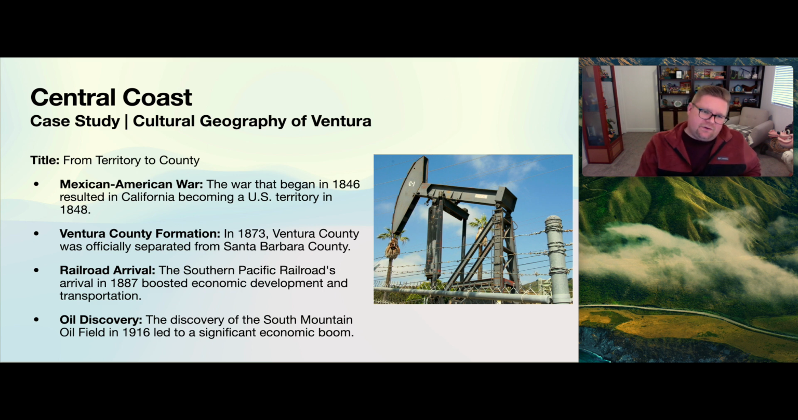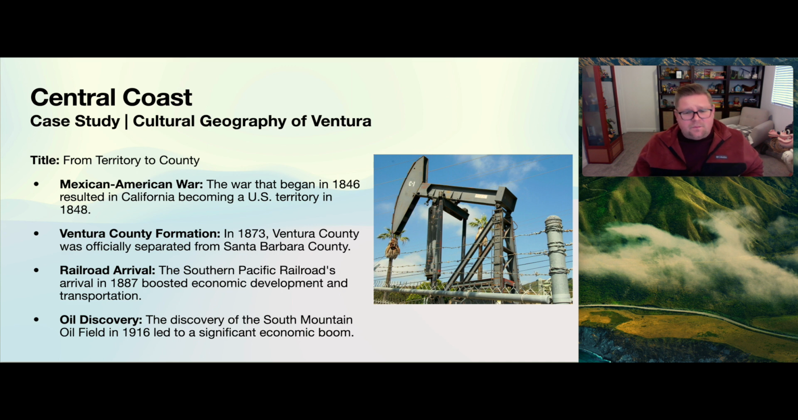So, going from a territory to a county: the Mexican-American War began in 1846, resulting in California becoming a U.S. territory in 1848. Ventura County formation happened in 1873. Ventura County was officially separated from Santa Barbara, so we saw this separation of the two. The railroads arrived. The Southern Pacific Railroad arrived in 1887, boosting economic development and transportation, especially when it came to sugar beets and berries and walnuts and citrus. And then in about 1916, the discovery of oil caused a huge economic boom in this area.